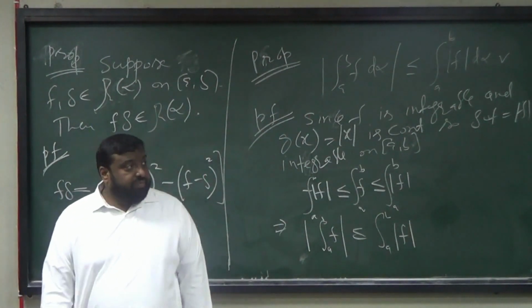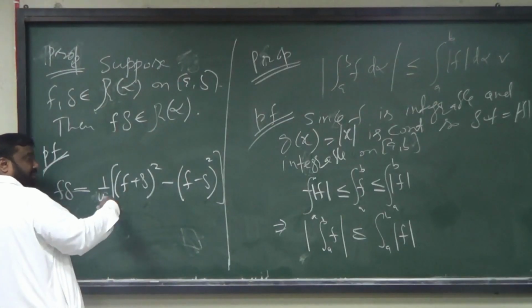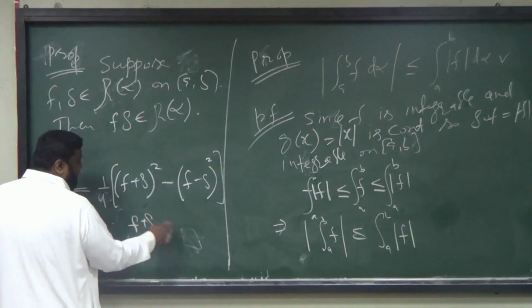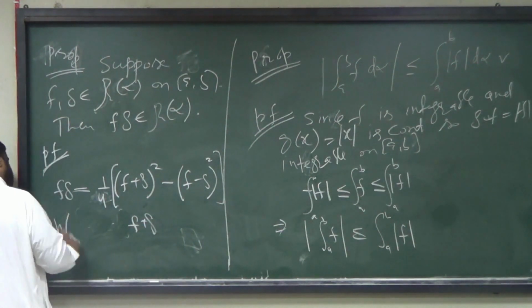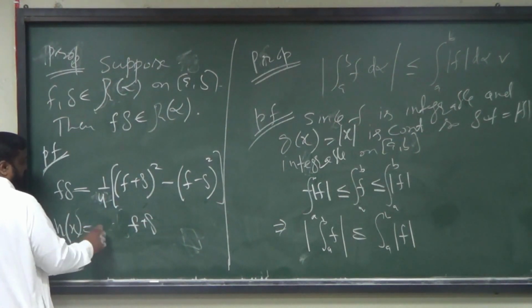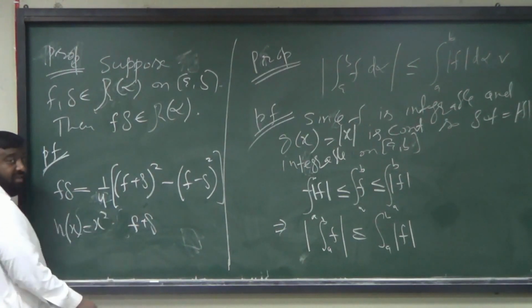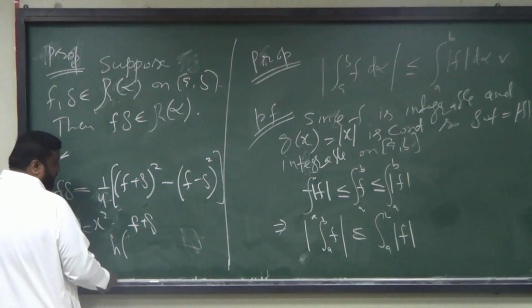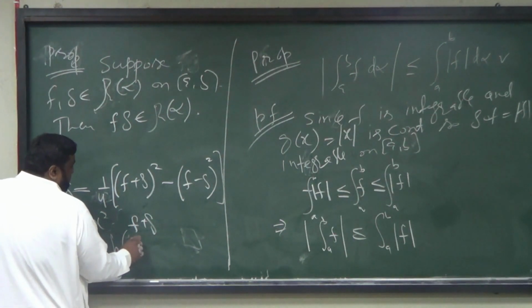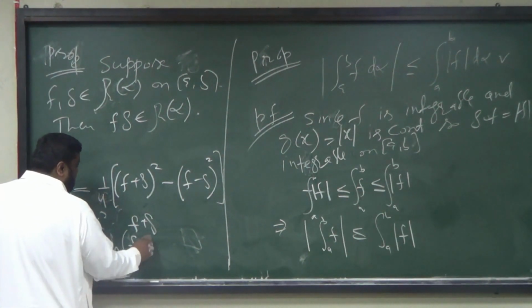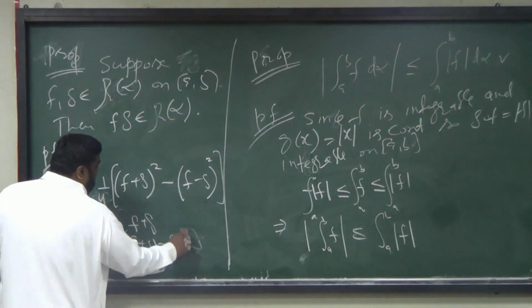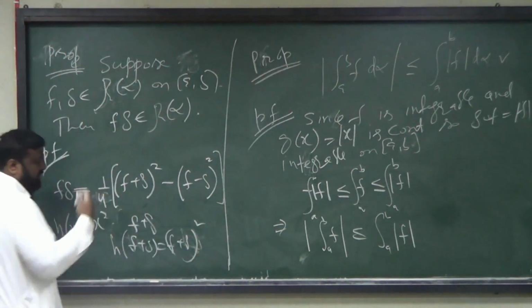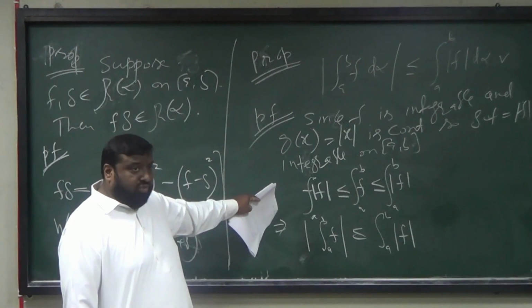Sir, this one is correct. So it's a completely different approach. Then f plus g is integrable. Yes. And it's saying consider a function h of x which is x squared. Then compose h, which is a continuous function, with f plus g. You're going to have f plus g squared. And why is this true?